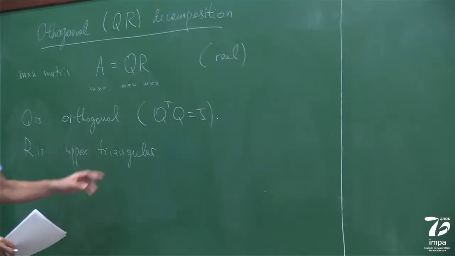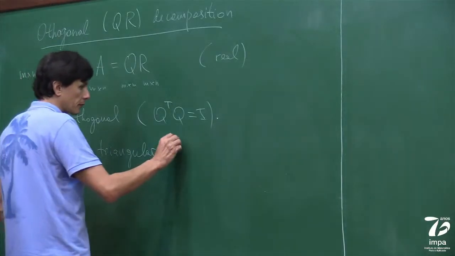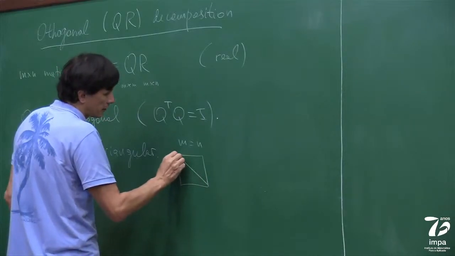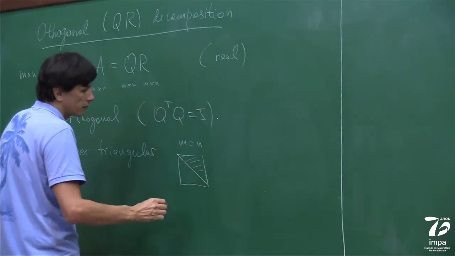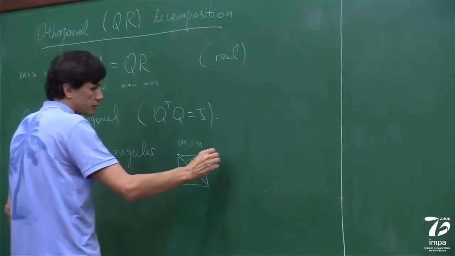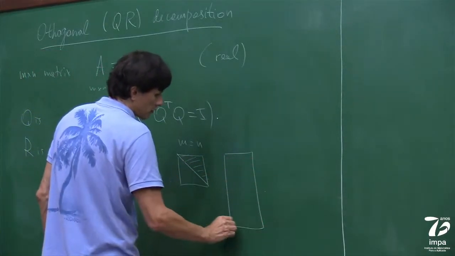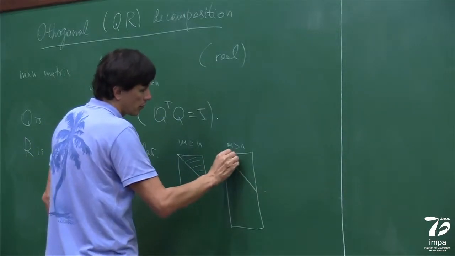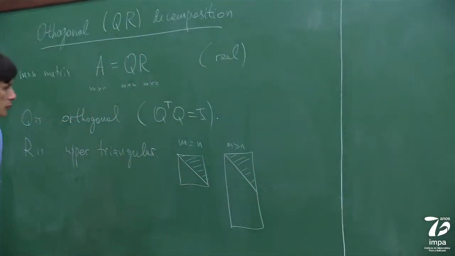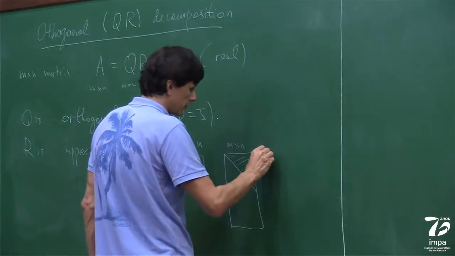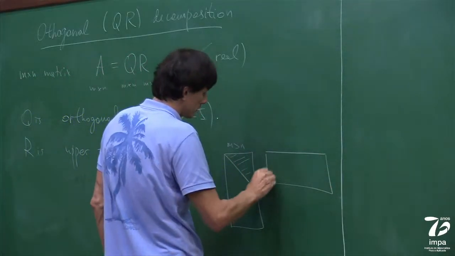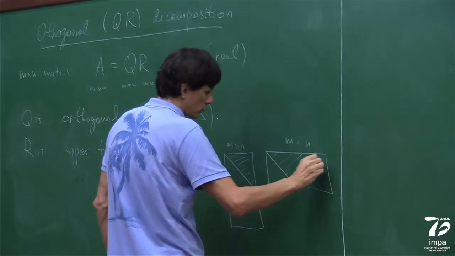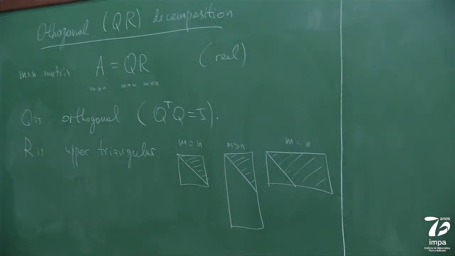So remember upper triangular, but it's m by n. So if m equals n, it's a square matrix. Upper triangular means that the elements are on the diagonal or above. But now there are two other cases. If m is bigger than n, so more rows, then upper triangular means everything is relative to the diagonal, which starts from the left angle. If m is smaller than n, then it will be like this. So this is what it means.